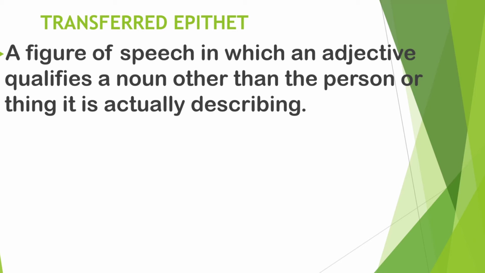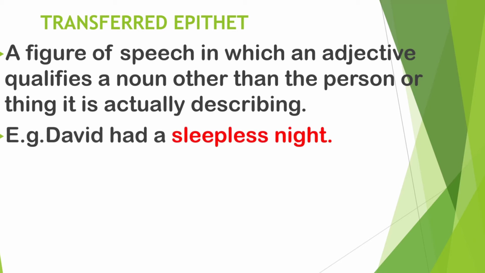So what are we doing here? We transfer an adjective. You know that adjective is a word that describes a noun. So now look at the example. David has a sleepless night. We have used the adjective sleepless before night. It describes the noun night here.